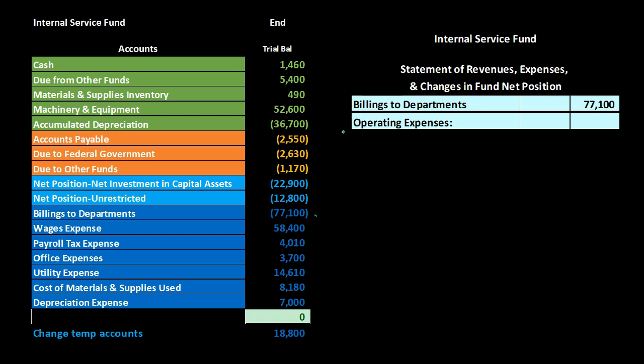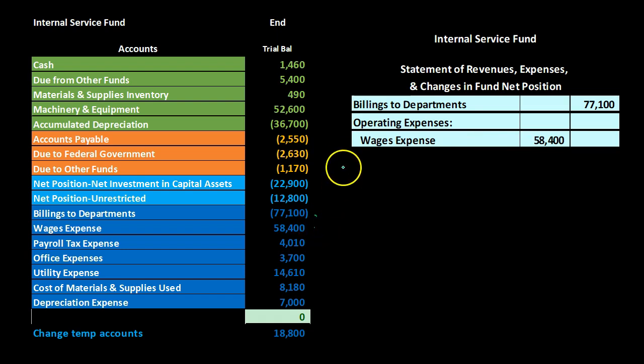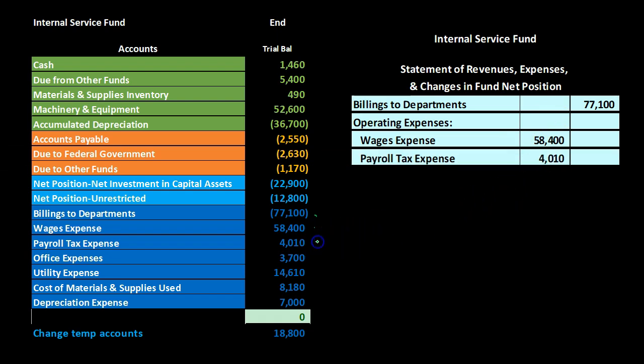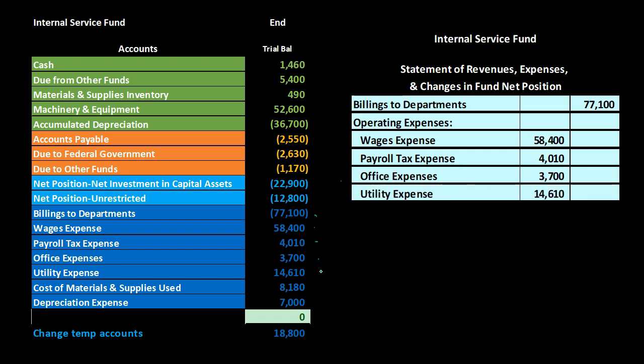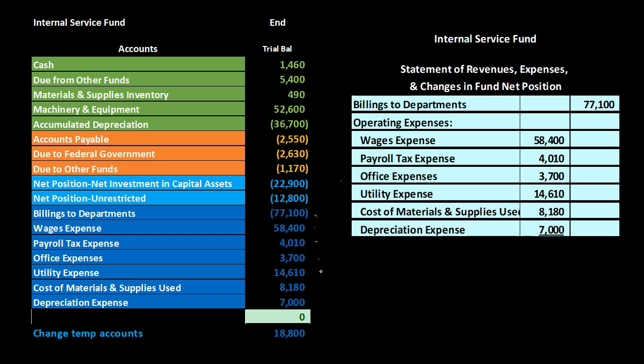Then we're going to go to the operating expenses. We're going to say operating expenses colon, and then we're going to indent the operating expenses that will go down below. We've got the wages expense. That's going to be the 58,400. We're going to bring that into the inner column now because we're going to be adding them up and summing them up in the inner column. Then we're going to have the 4,010. That's going to be the payroll taxes. Then we'll just pull over the office expenses, once again in the inner column, utilities expense as well. Then we have the cost of materials and supplies, and finally the depreciation. That's all the expenses. We found a home for all of the expense items.